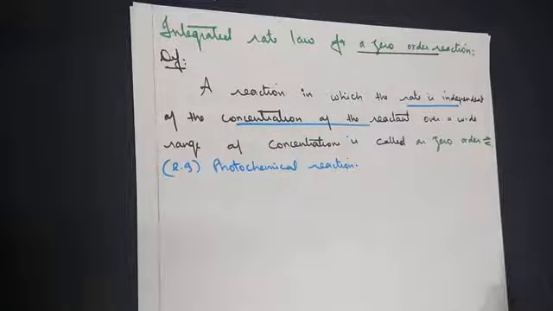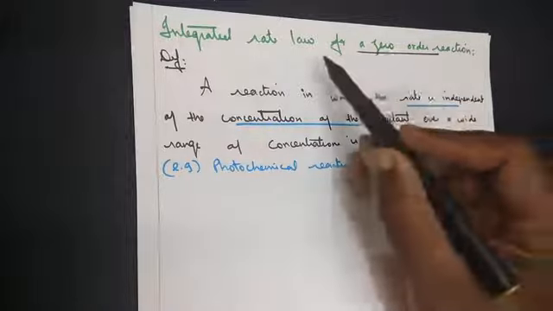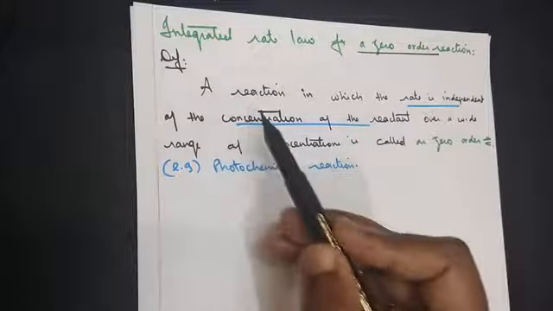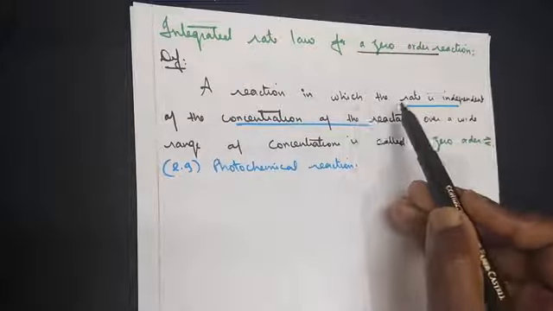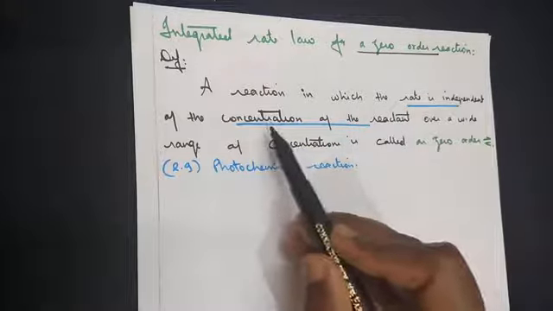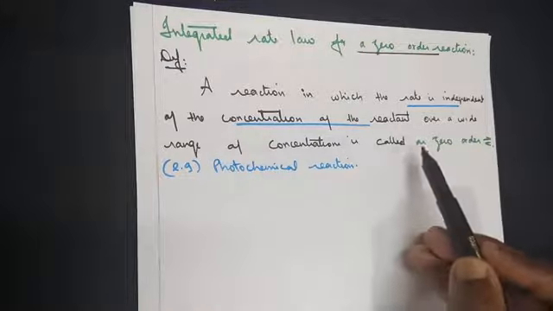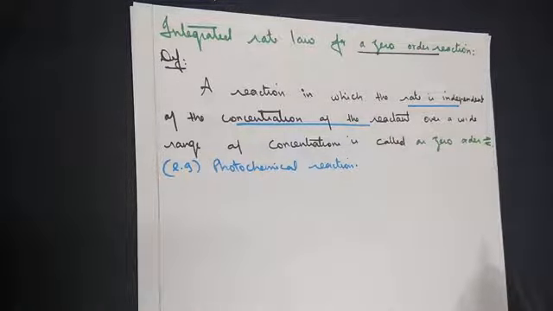In the previous two classes, we learned about the rate law for the first order reaction and the half-life period of a first order reaction. So in today's class, integrated rate law for a zero order reaction. The definition for it is: a reaction in which the rate is independent of the concentration of the reactant over a wide range of concentration is called a zero order reaction. Example, photochemical reaction. It's a hypothetical type of reaction, meaning very rare.